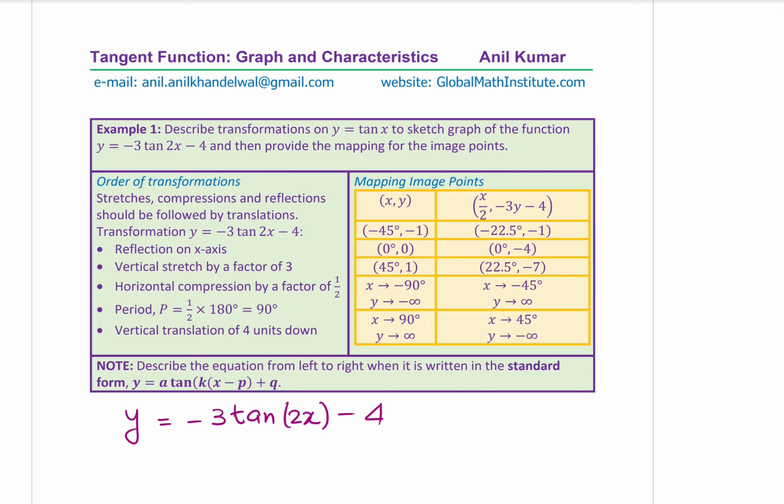Minus 4. And then provide the mapping for the image points. So first part is to describe the transformations, and that too in order, right? In order means you have to do vertical stretches and compressions first. So stretches, compressions and reflections should be followed by translation. That is the order. So normally I say you can always go from left to right.